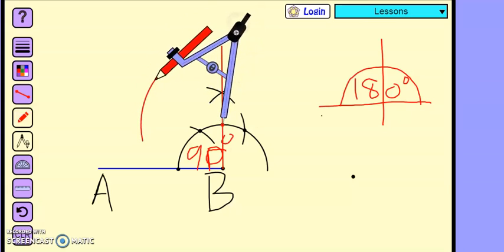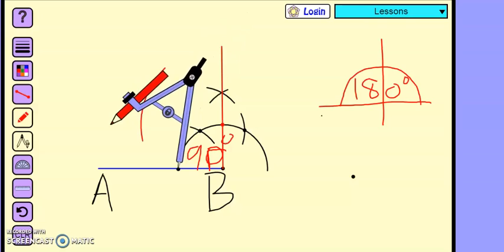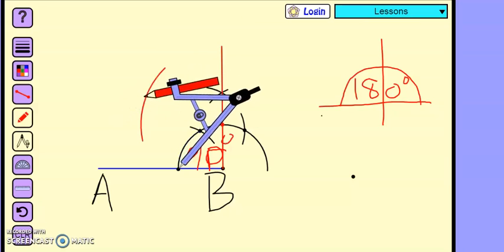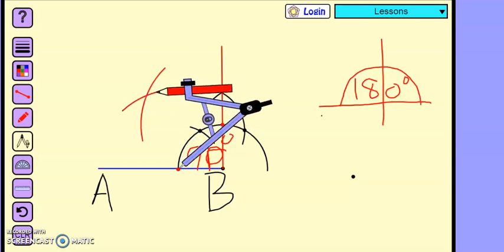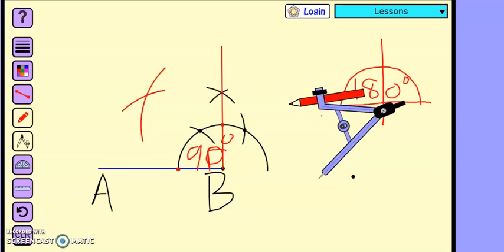by placing your compass needle at 90 degree angle, and again I am going to place my compass needle on 0 degree. Okay, this is 0 degree, and again I am going to intersect my arc. This is how you will intersect your 90 degree and 0 degree.